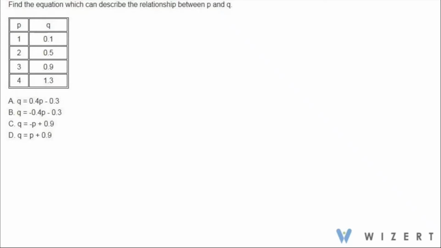We have this question here. Find the equation which can describe the relationship between P and Q.